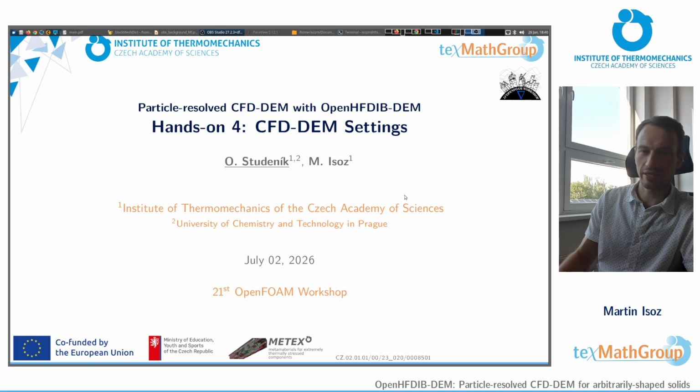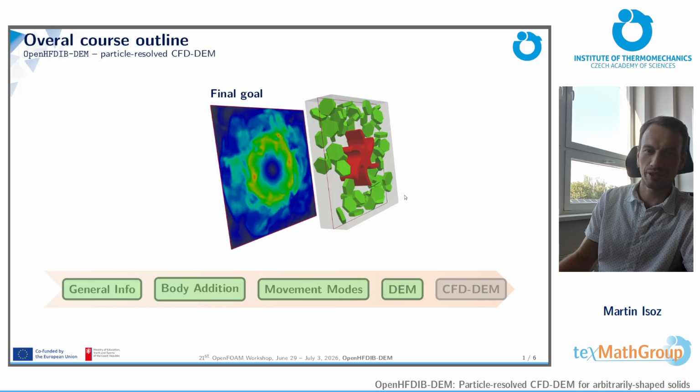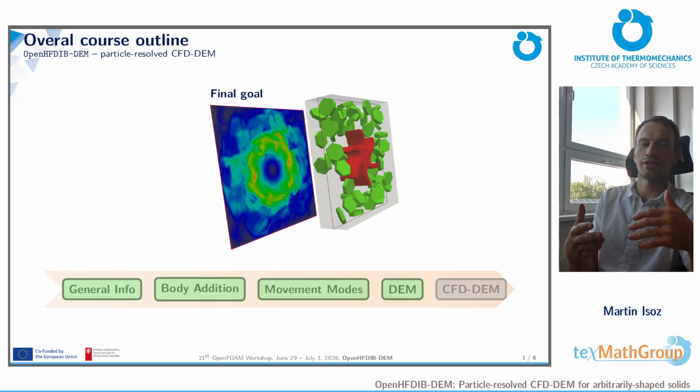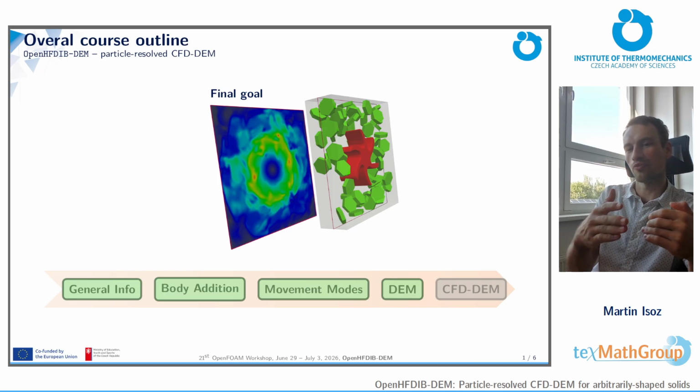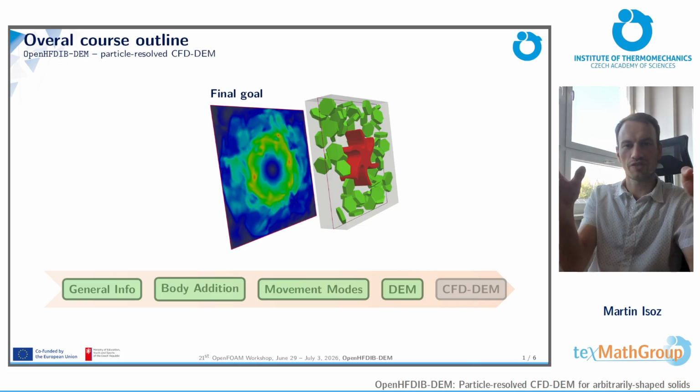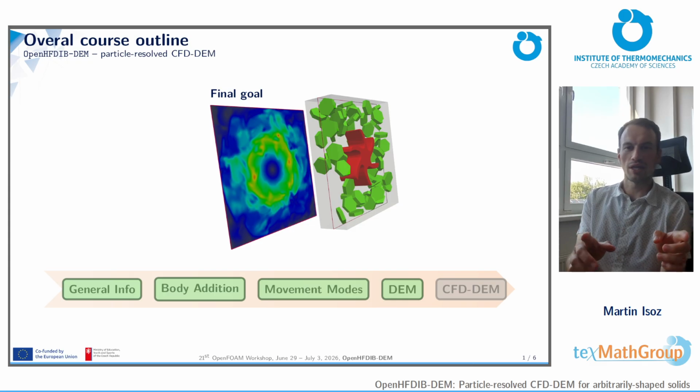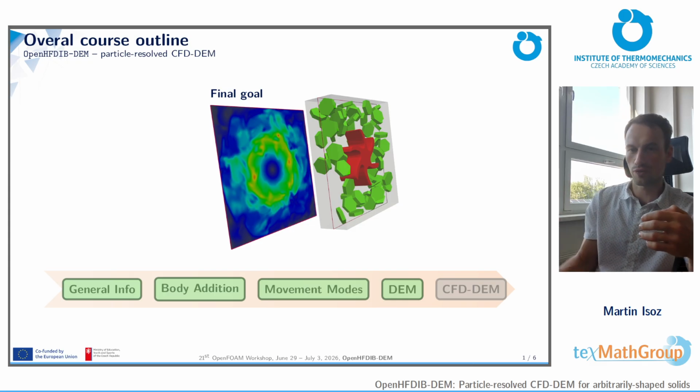So basically what we will do is use the knowledge that we have on general information of our library, on how to add individual solid bodies into our computational domain, how some movement modes for the bodies can be prescribed, and how to set up the discrete element method. All of this package we will now link to the standard OpenFOAM workflow.